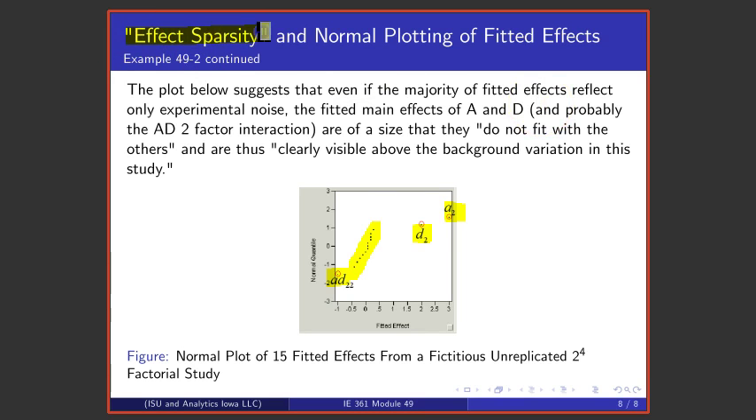That's using the idea of effect sparsity and normal plotting of fitted effects to identify statistically detectable effects when one has no replication. This is a last resort. One really wants to analyze replicated data so that one has some firm basis for understanding how big experimental variation is. One has a real pooled S and therefore can make margins of error for the fitted effects.